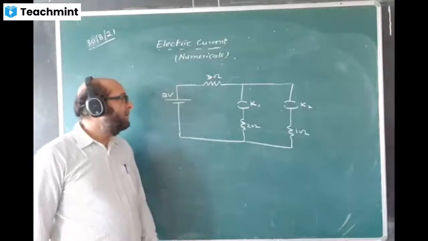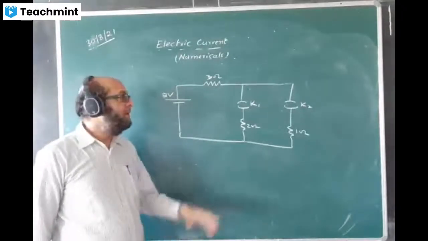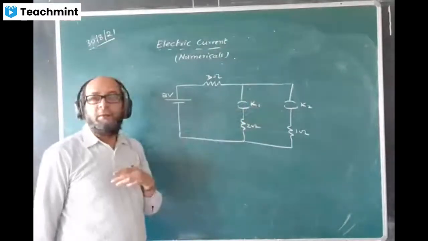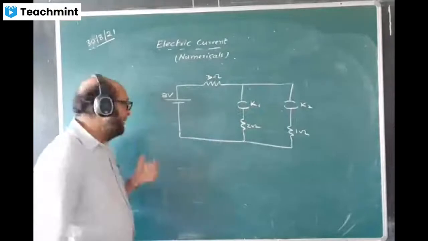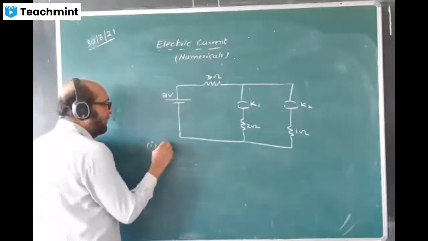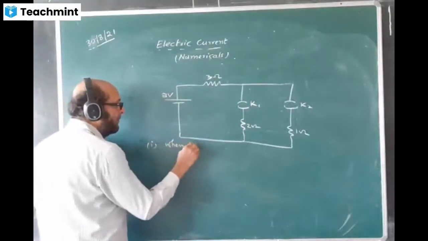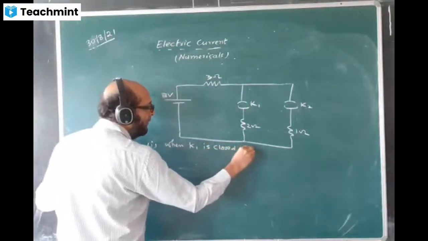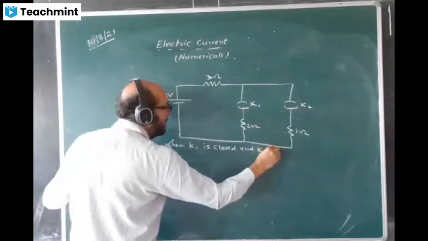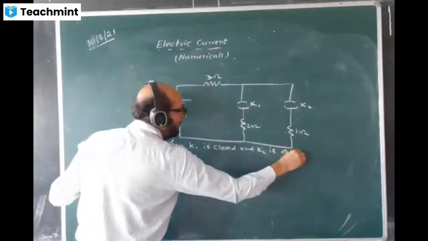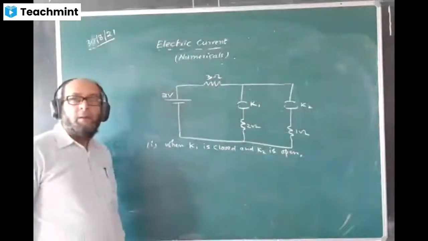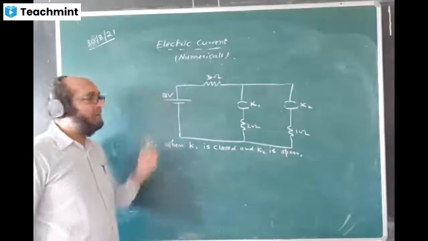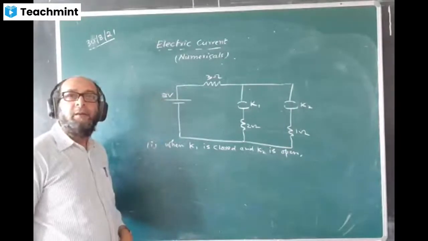The question is asking to find the current drawn from the battery. First part: K1 is closed and K2 is open. Second case is just the opposite. We are doing case 1 now. When K1 is closed and K2 is open, what is the voltage? 8 volt.